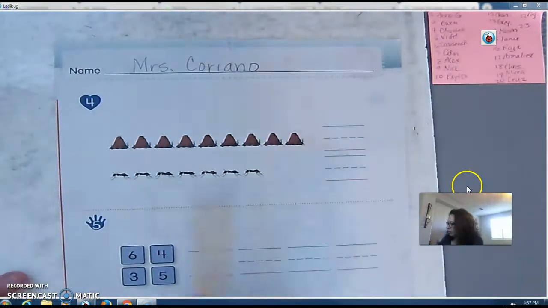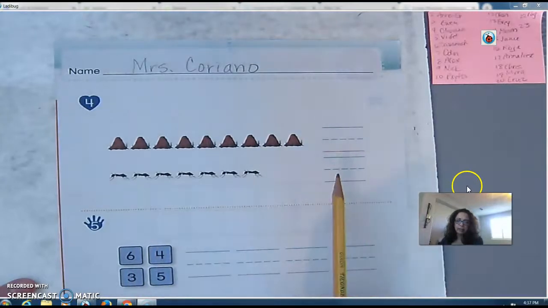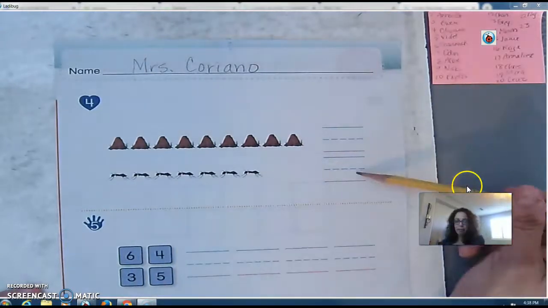All right, so now you probably guessed it. You have to count how many ants and write your answer right there. Ready, go. Okay, so I'm going to give you a little less time on that one because I think it shouldn't take you that long to count how many ants, and hopefully you have a number right there.